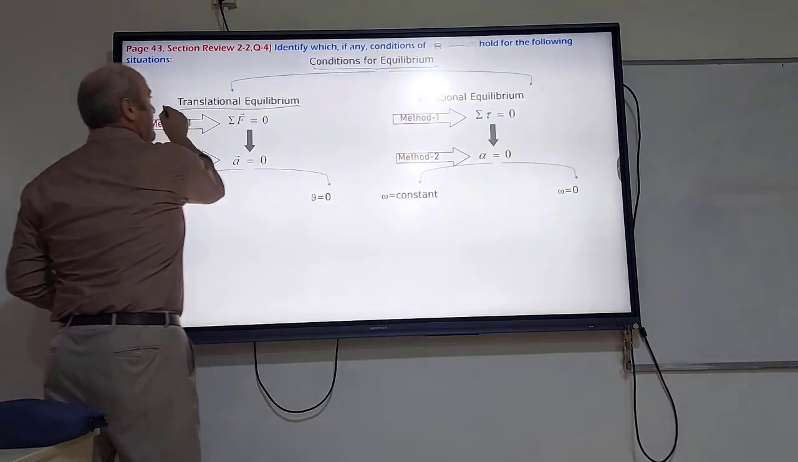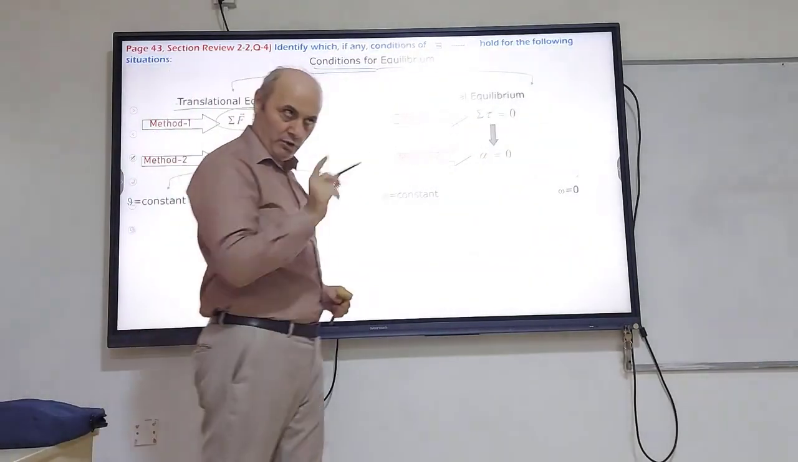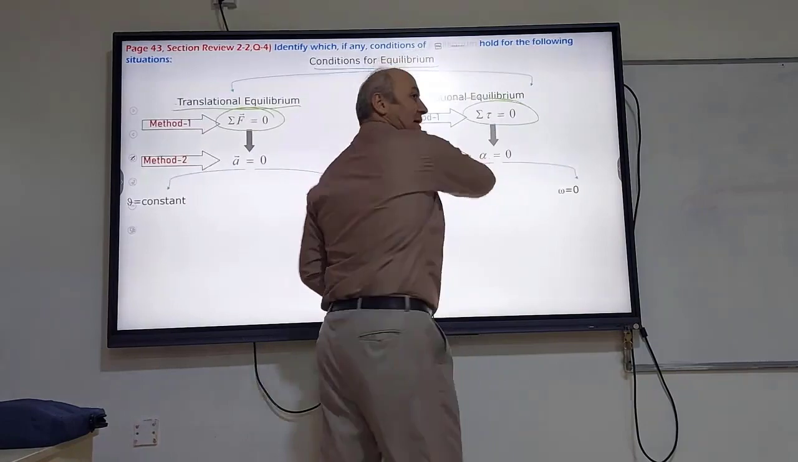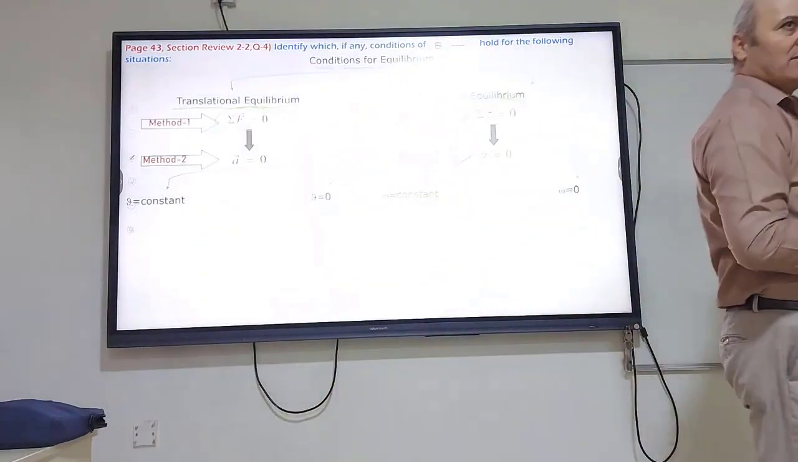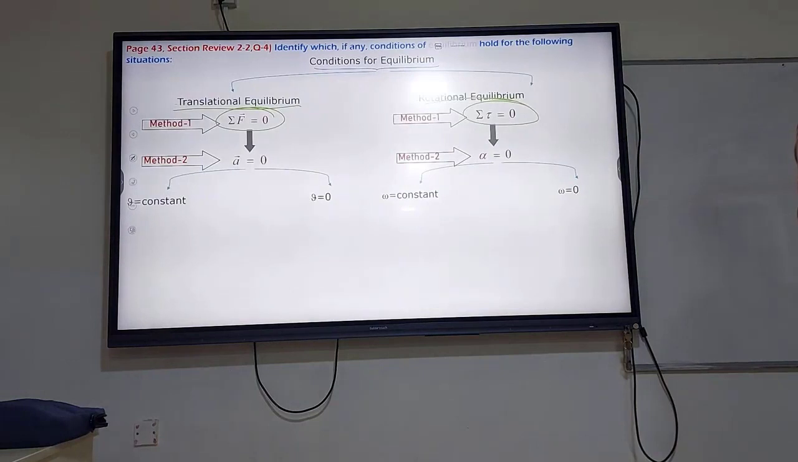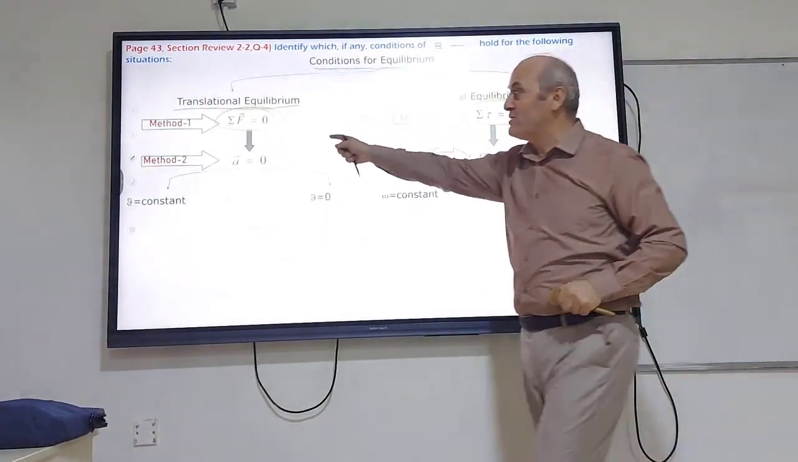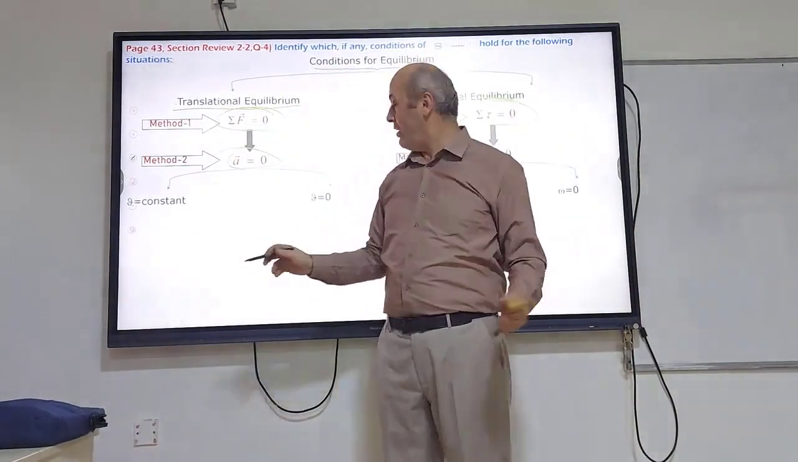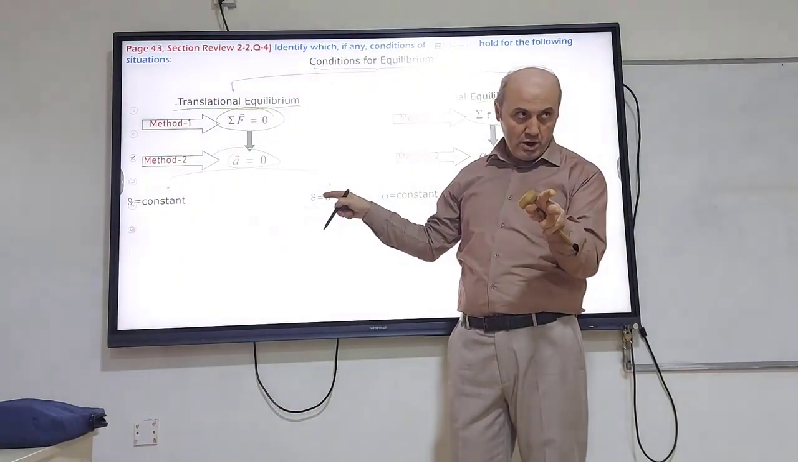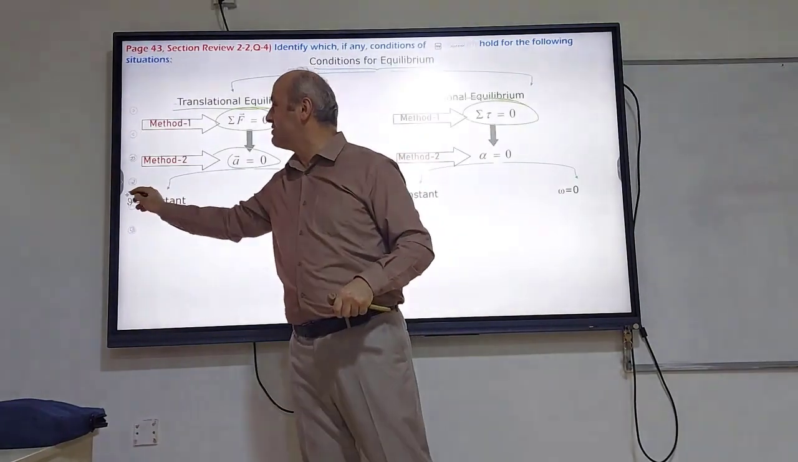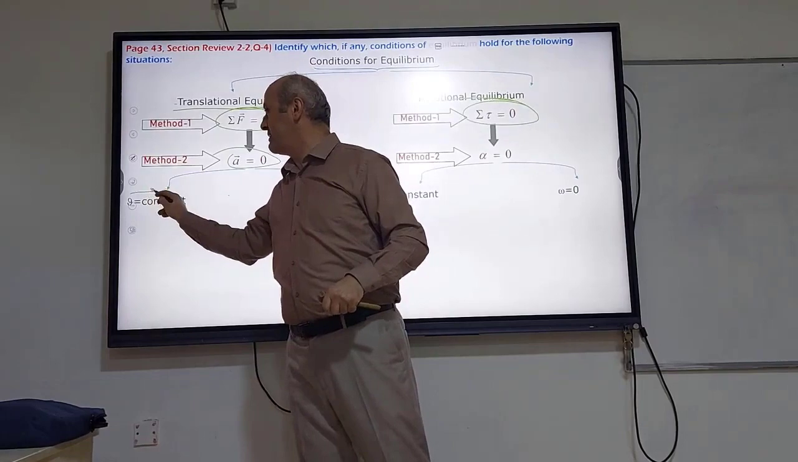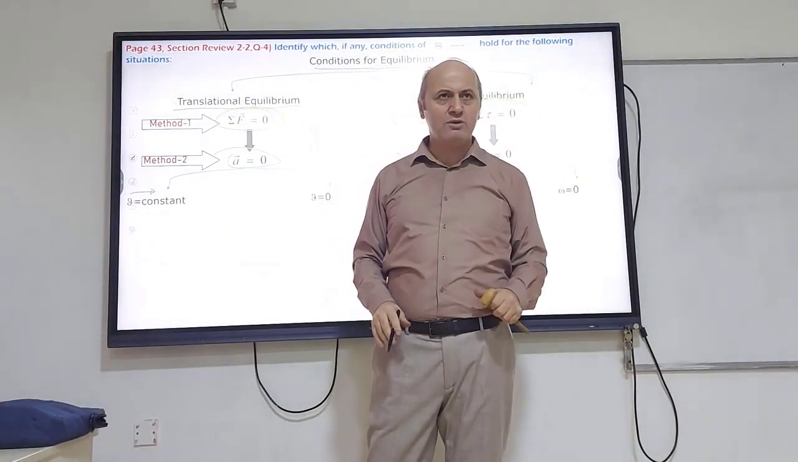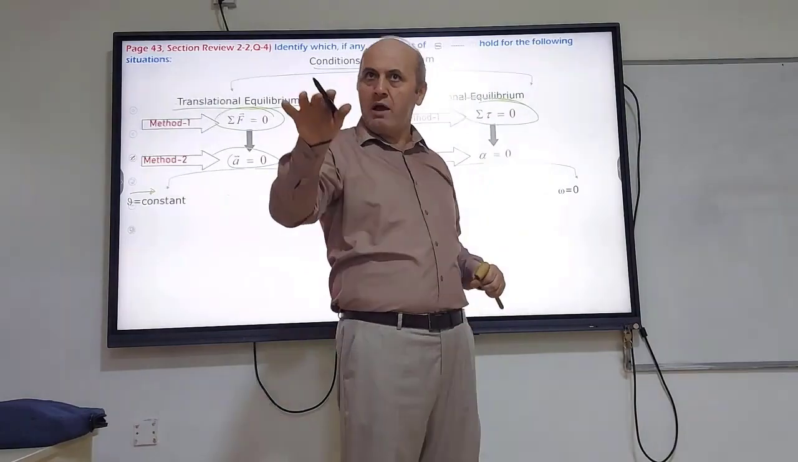For translational equilibrium, the net force must be equal to zero on the object. For rotational equilibrium, the net torque on the object must be equal to zero. But measuring the net force to be zero or the net torque to be zero is not always very easy, because you don't see the torque, you don't see the force, but we see what? Motion. If the net force is zero, it means linear acceleration is going to be zero. Linear acceleration zero means the object will be at rest or the object will be moving with constant velocity. What does constant velocity mean? The object must be moving in a straight line path with constant speed.